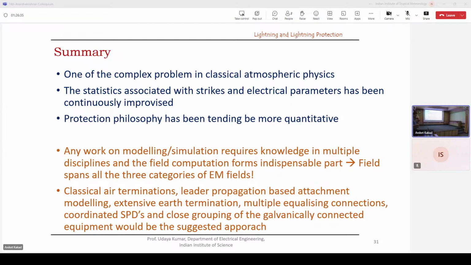After a strike happens, what happens? You need to worry about how the wave propagates on a supporting conductor. What's the impact of the surrounding media on this wave propagation? What's the impact of soil on the wave propagation because of finite resistivity and permittivity? Likewise, it goes on. We need expertise in multiple branches.